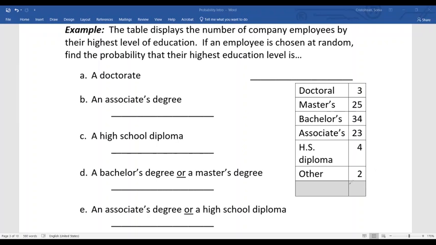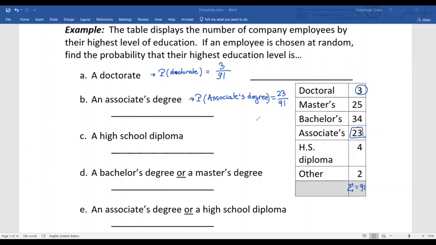And if we add all of these values, the summation is 91. So the probability that someone will be at this doctorate level, let's just write this down in words, is 3 out of 91. For an associate degree, we are simply looking at the associate degree, which is 23. So the probability of associate is 23 out of 91.